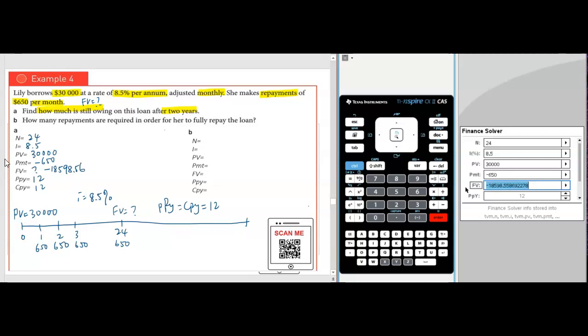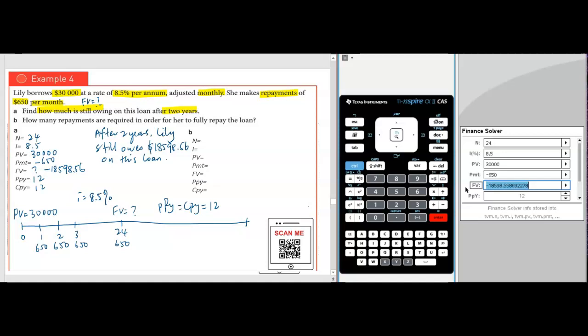She still owes, sorry. So after 2 years, Lily still owes, remember to put the dollar sign, $18,598.56 on this loan. Okay, now let's move on to the next one.